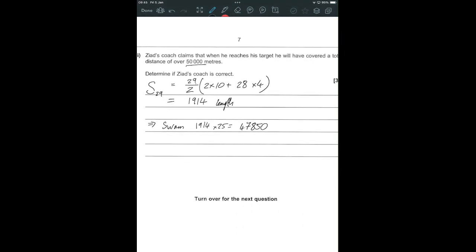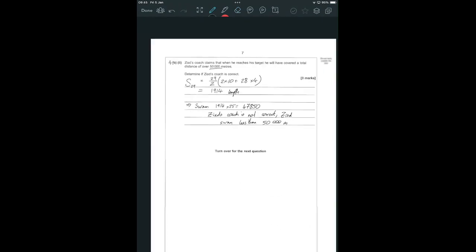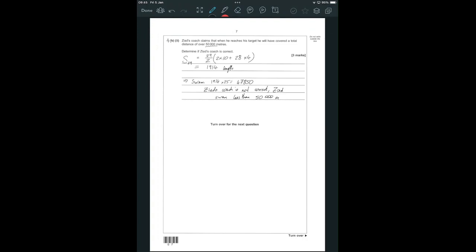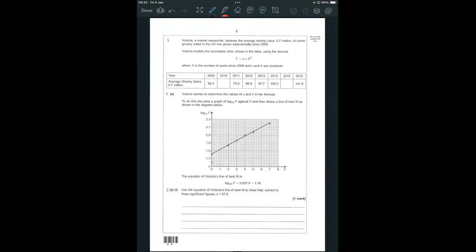So is Zayed's coach correct? No. Zayed's coach is not correct. Zayed swam less than the aim of 50,000, so swam less than 50,000 meters. Okay. Hopefully, even though the mistake was there, that question showed how to spot your own mistakes.